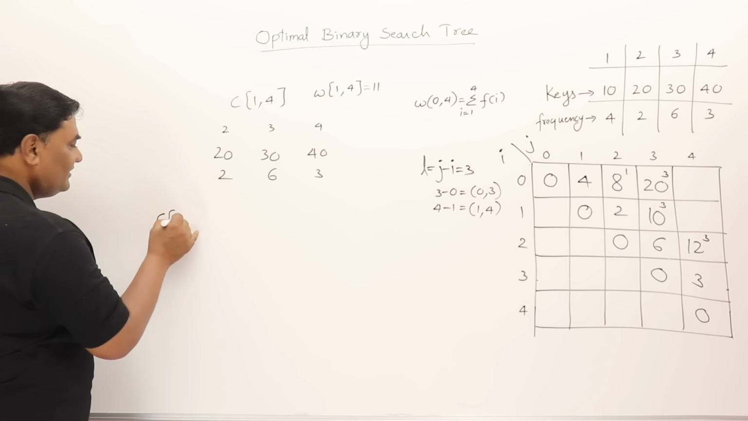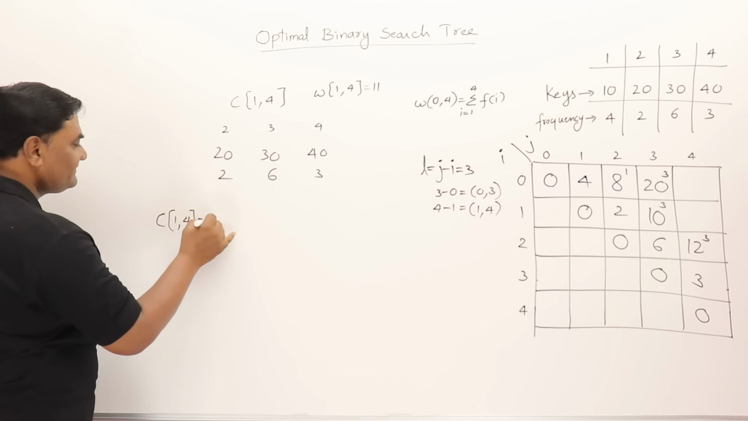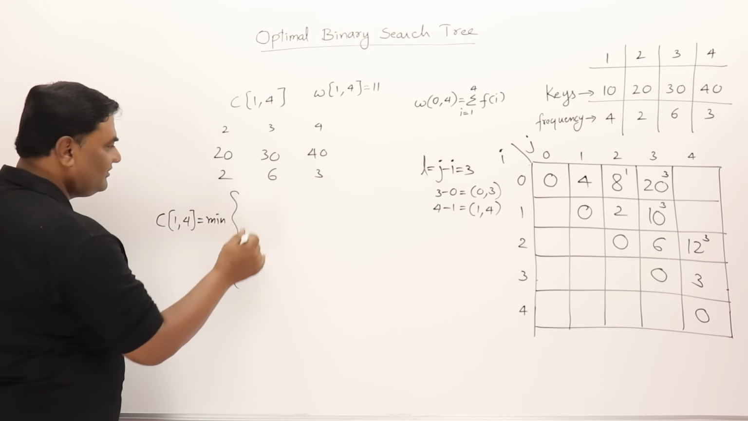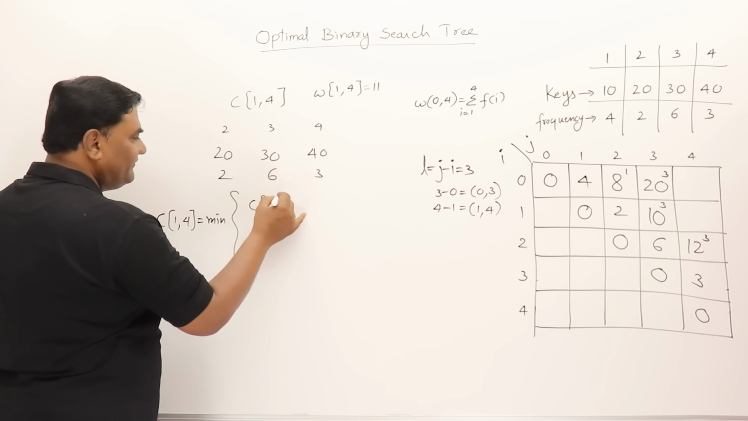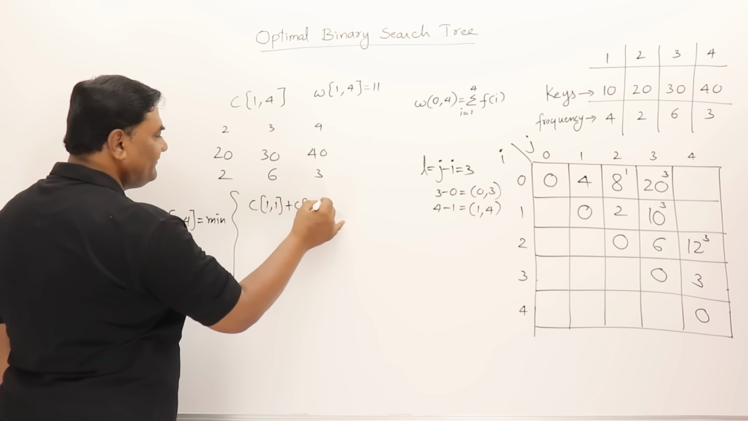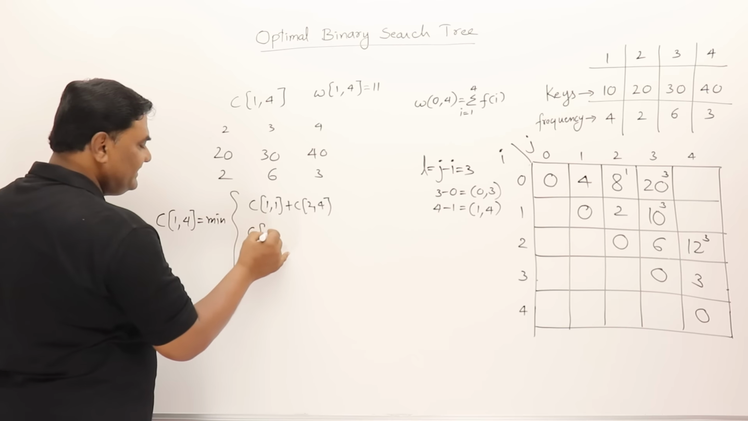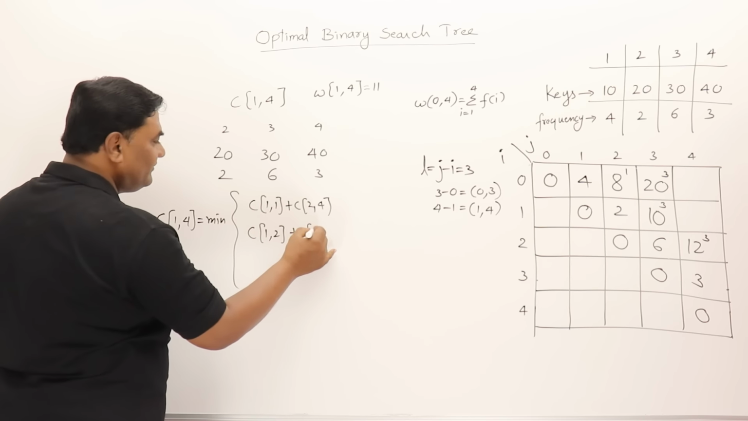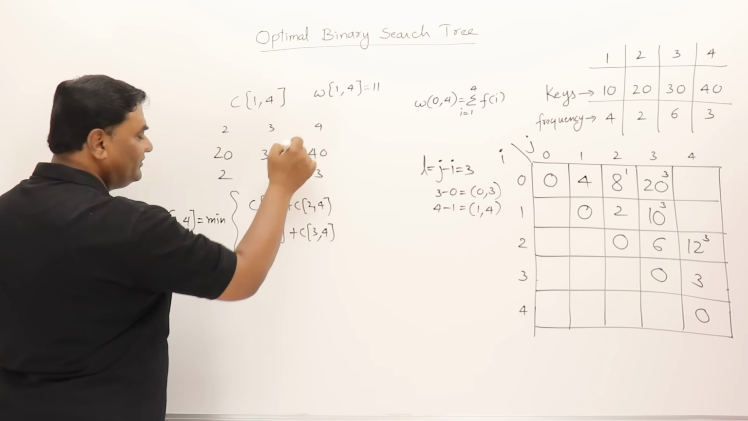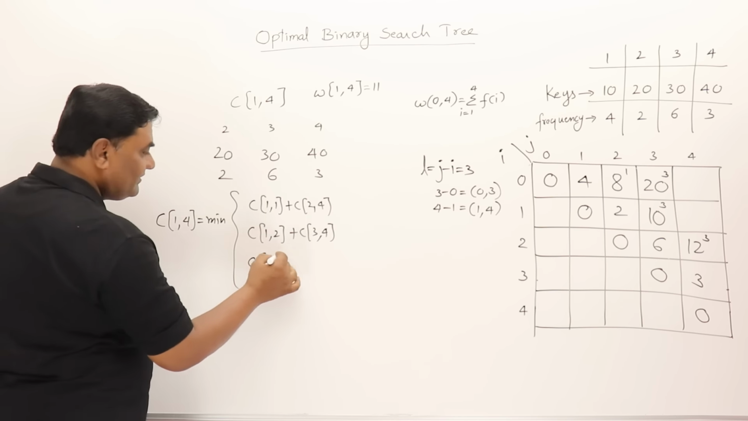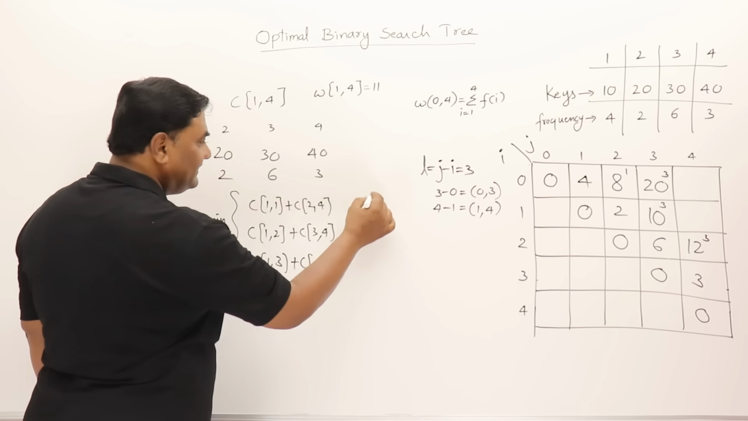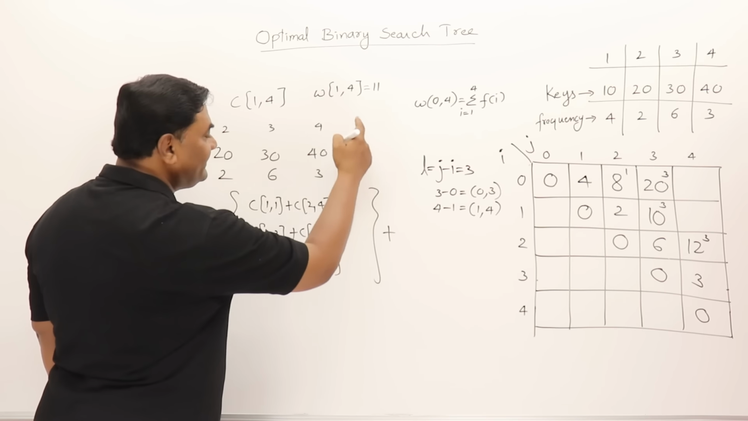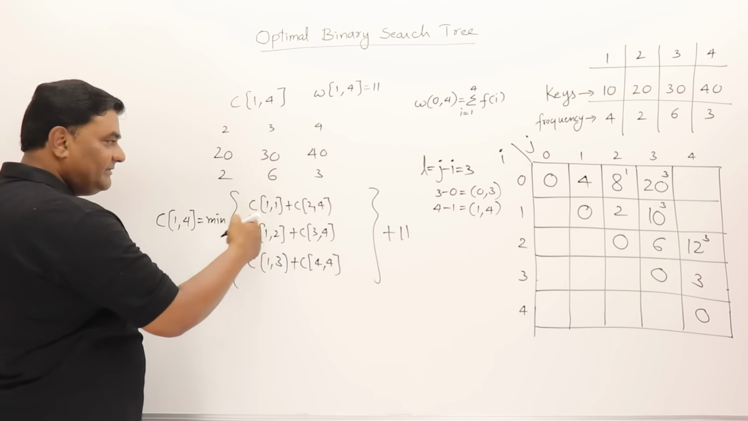C of 1 comma 4 is minimum of C of, second is the root, so 1 comma 1 plus C of 2 comma 4. Or C of, third key is a root, so 1 comma 2 plus C of 3 comma 4. Fourth key is a root, C of 1 comma 3 plus C of 4 comma 4. And at last I have to add that weight, that is 11. So let me write down these values.